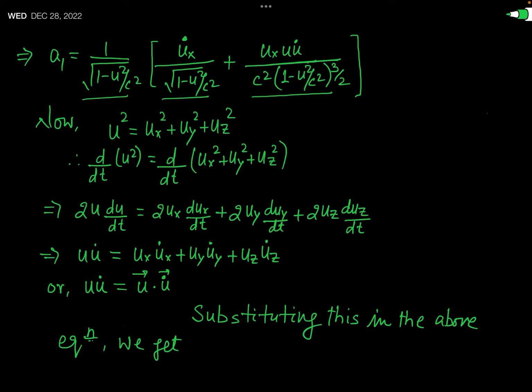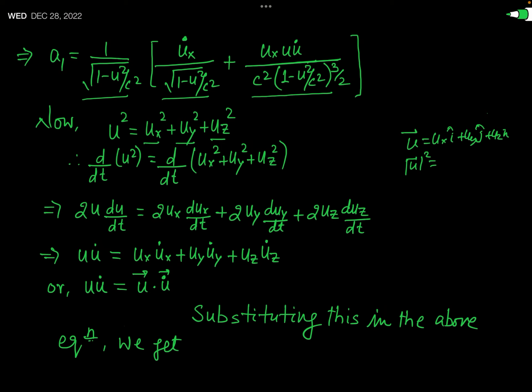We will obtain it. Now you know that the three-dimensional velocity vector u is defined as ux i plus uy j plus uz k. And when you find the modulus u square, then what is this? This is equal to ux square plus uy square plus uz square. Okay, so u square is equal to ux square plus uy square plus uz square.